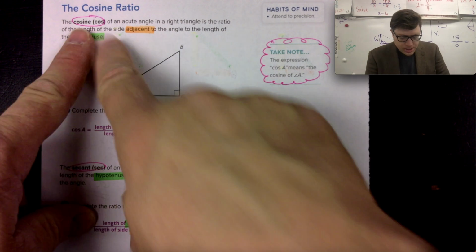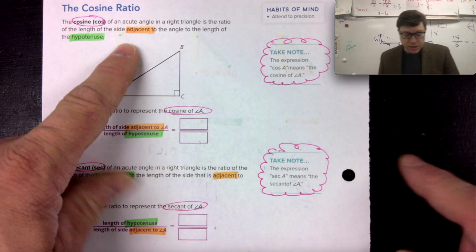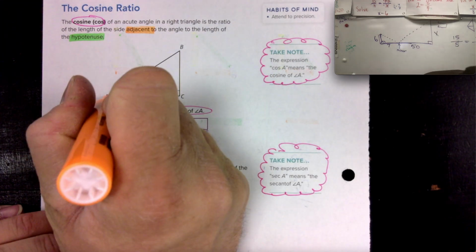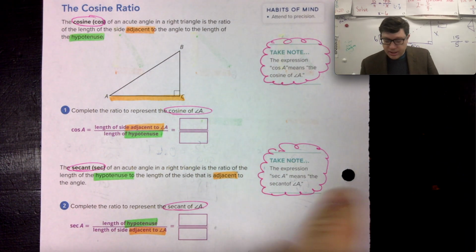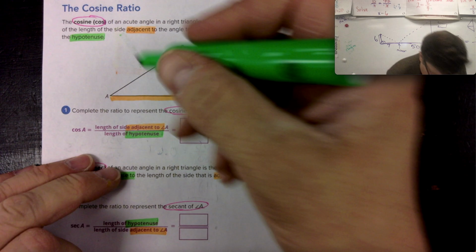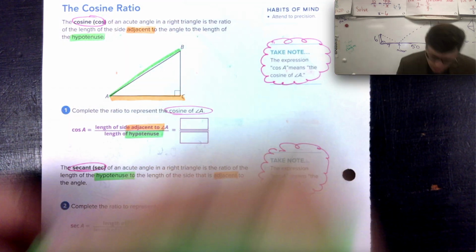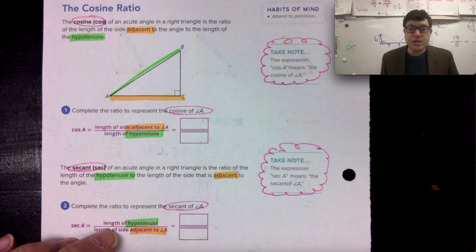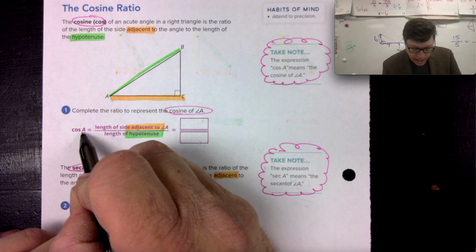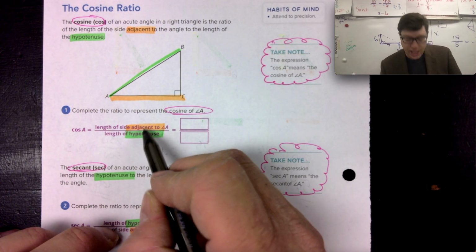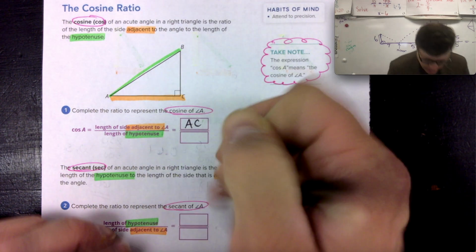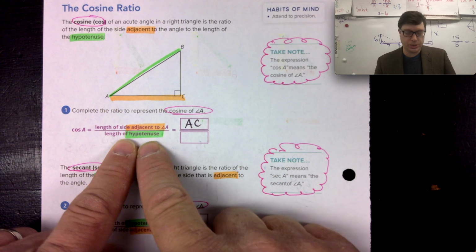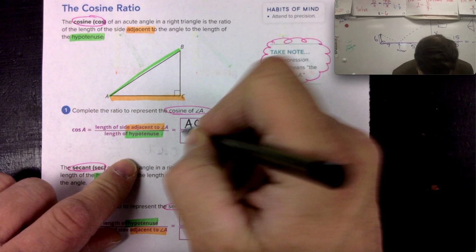Now, the cosine of an acute angle in a right triangle is the ratio of the length of the side adjacent to the length of the hypotenuse of the right triangle. So I've got my highlight schematic going on, and let's go ahead and complete the cosine ratio. Cosine of angle A is the length of the side adjacent, that'd be from A to C, divided by the length of the hypotenuse, which would be from A to B.